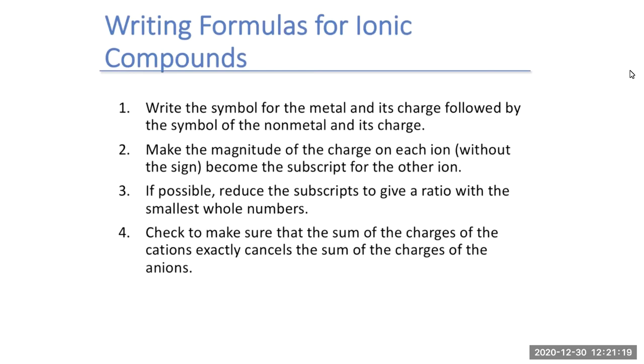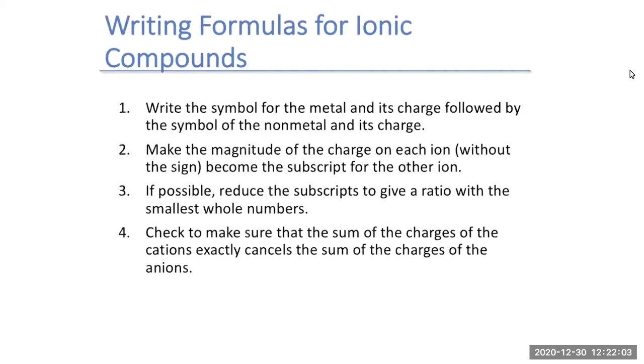Second, we want to make sure the magnitude of the charge on each ion will become a subscript for the other ion. And don't worry, we're going to practice this and see it on the next slide. Third, if it's possible, you want to reduce the subscripts to give the smallest ratio possible of whole numbers. Important fact, they have to be whole numbers. You can't have partial numbers on this. You can't have 1.5 atoms. We're not splitting atoms apart here.